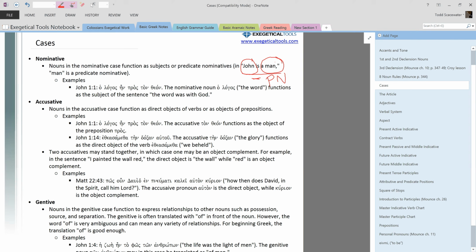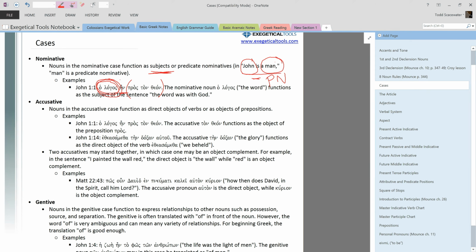It would not show up in the accusative case because it's not the direct object of a verb, it's just a predicate nominative. But typically the main rule is that the nominative is the subject of the sentence, especially for those of you who are just beginning Greek. There's an example in John 1:1. We have ho logos ēn pros ton theon, and ho logos is in the nominative case, functioning as the subject of the sentence. Ēn means "was," and then pros ton theon, "with God." But the point here is that ho logos is in the nominative case, and it's the subject of the sentence.